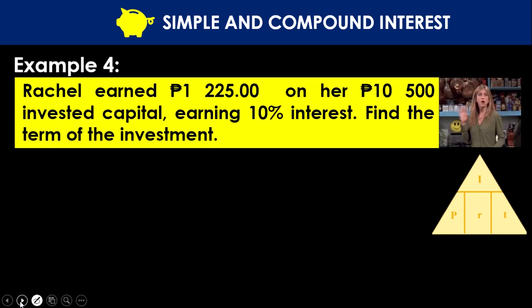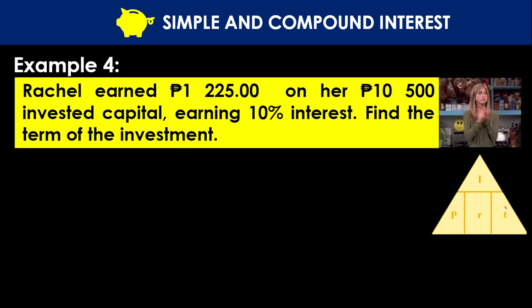Okay, another one. Rachel earned 1,225 on her 10,500 invested capital, earning 10% interest. Find the term of the investment. So here, we're going to identify the time.